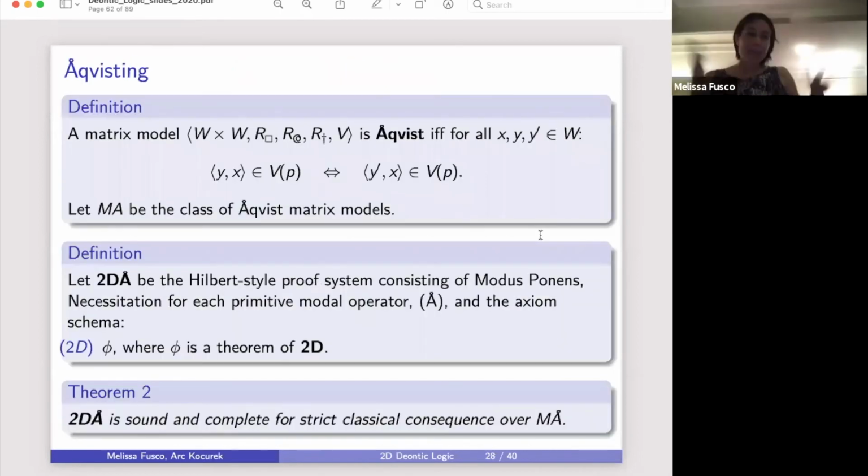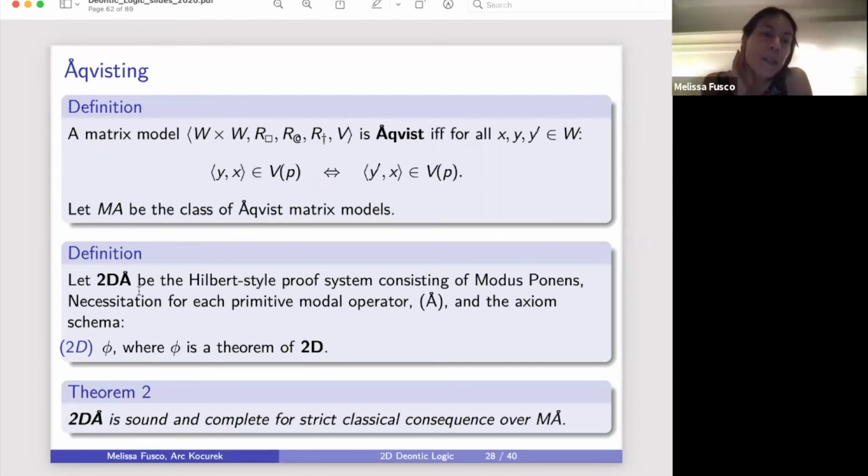So let's be Åqvistian for a while and look at the same thing. So let's say a matrix model of the kind we had before. These should have little x's. And then the valuation function, because it's a model and not a frame, is Åqvist, just in case, for any x, y, and y prime in W, if xy is in VP, then so is xy prime, if yx is in VP, so is y prime x, right? So I can travel up and down. It won't make a difference to truth value because it's barcode.